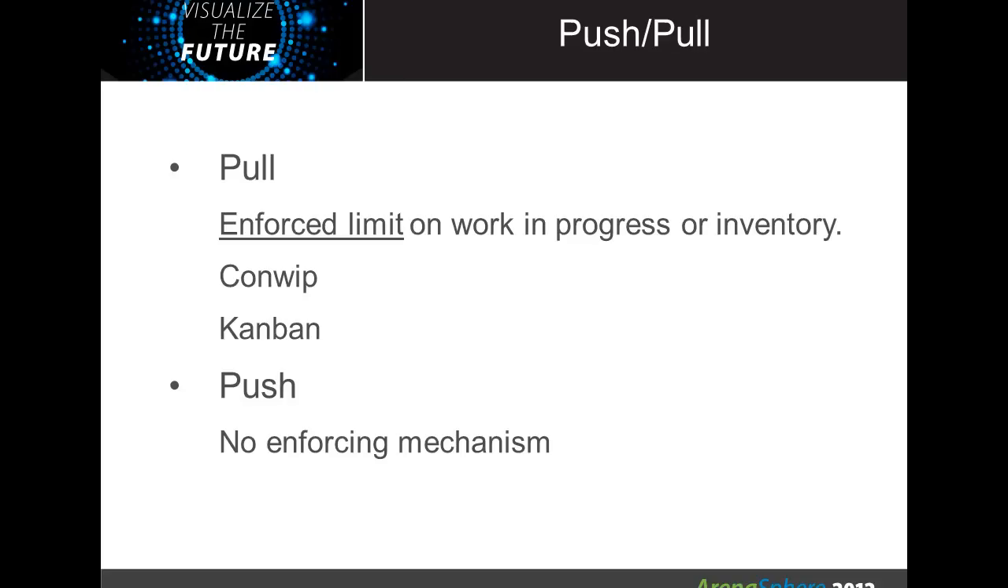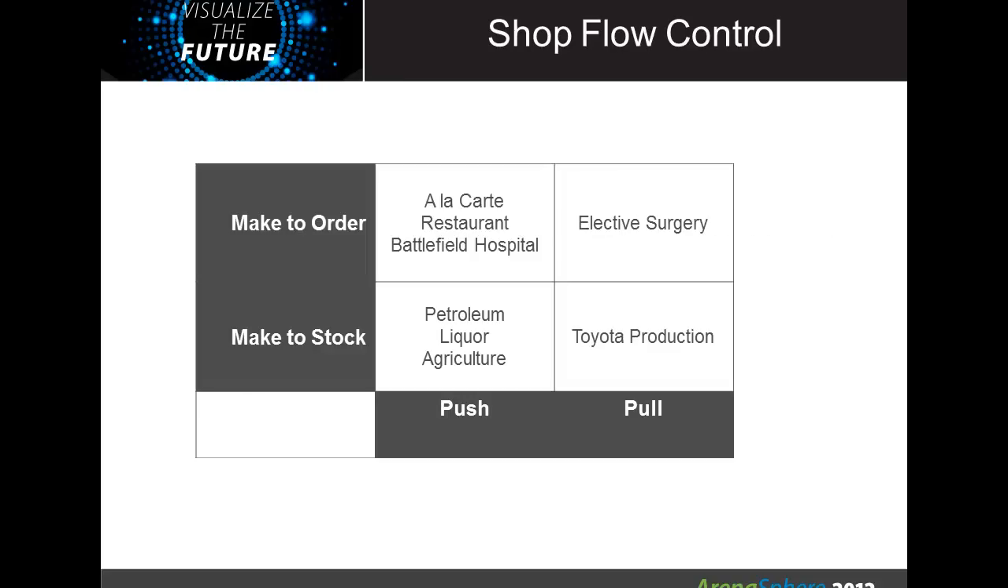I'll define those in more detail here in the next few slides. Here's a little matrix to try to put what I've just defined for you into context. We have push and pull at the bottom of the scale, and make to order and make to stock at the left-hand side of the scale. And I've picked some types of activities, some of them perhaps a little bit fanciful or hypothetical, but I tried to pick something that would really clarify what the intersection of these terms are.